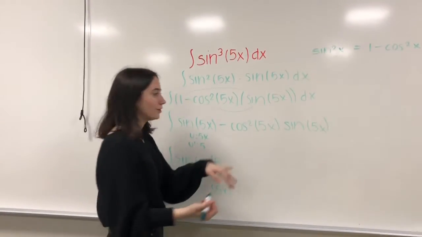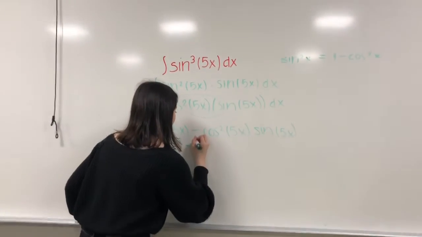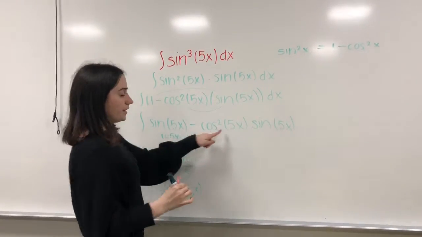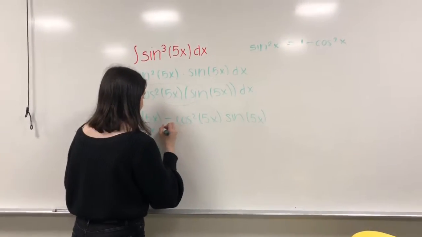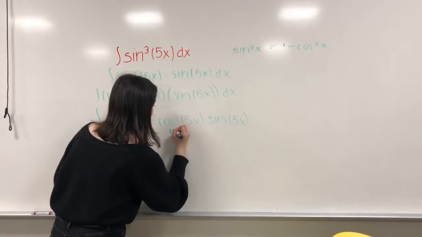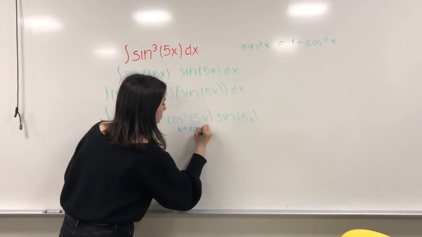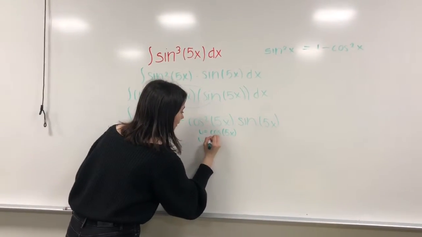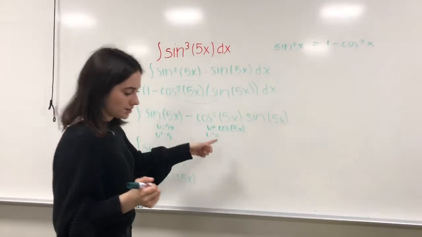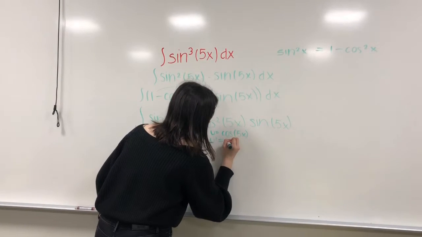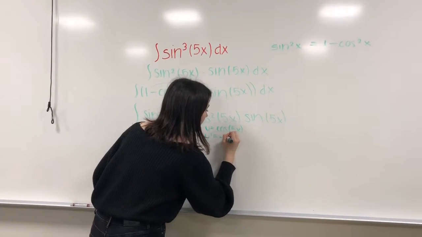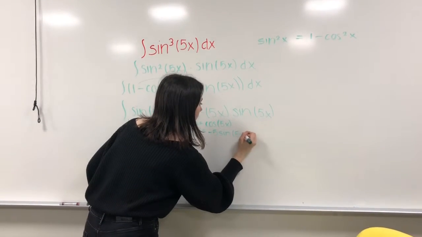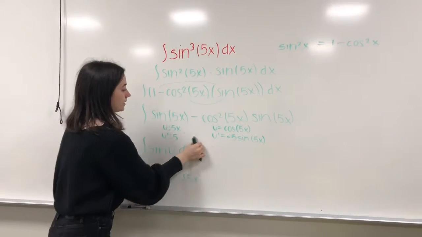Now we have to do the second part. In this case, we have to choose our u. Since this one is squared, this will be our u. So u is cos 5x. And u prime, we know that the derivative of cos is negative sin, so negative 5 sin 5x. And now we can begin to solve.